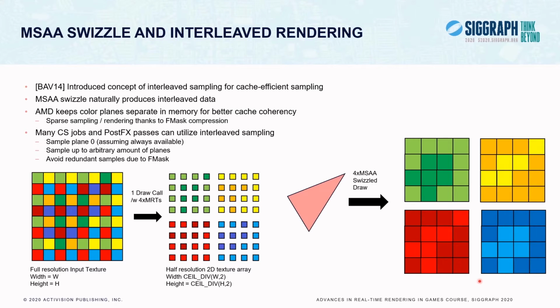So this process can actually be used on AMD GPUs to significantly speed up certain jobs. Furthermore, AMD keeps color planes separate in memory for better cache coherency and allows per-plane sampling or rendering thanks to FMask compression. You should try to look it up through AMD docs. So many compute jobs and post-effects jobs can actually utilize interleaved sampling. You could sample plane 0, assuming that's always available, or you can sample up to an arbitrary amount of planes. You could also try to avoid redundant samples due to FMask.